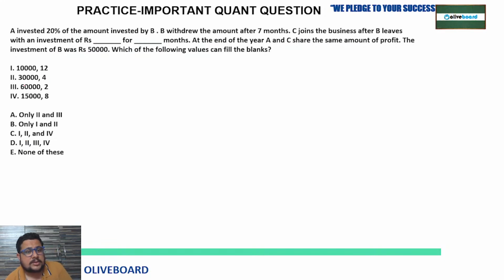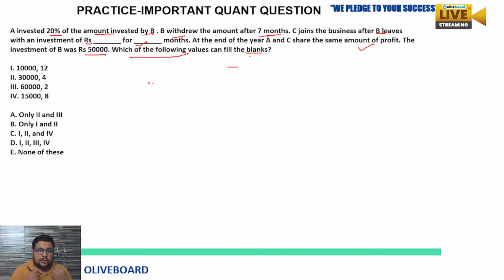Now tell me the answer of this one. A invested 20% of the amount invested by B. B withdrew the amount after 7 months. C joins the business after B leaves with an investment of rupees dash for dash months. At the end of the year, A and C share the same amount of profit. The investment of B was 50,000. Which of the following values can fill the blanks? Quite similar, almost similar question, but here they are asking you two values in the options. Two possible values they are asking. See, I am just guiding you here and expecting the answer.